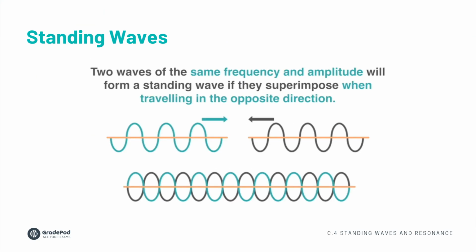Standing waves. Two waves of the same frequency and amplitude. So we have a wave here and a wave there. You can see that they have the same wavelength and frequency, and they have the same amplitude. They will form a standing wave if they superimpose when travelling in the opposite direction. So if the waves have the same frequency and amplitude and are travelling in the opposite direction, we can see that they form a standing wave like this.